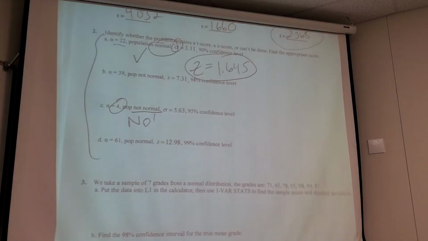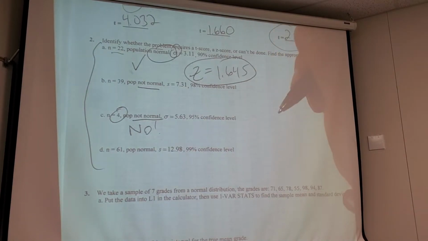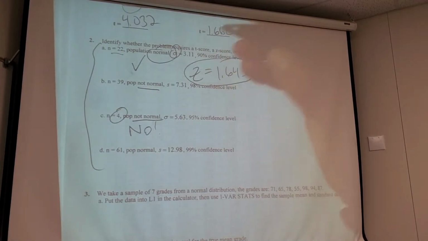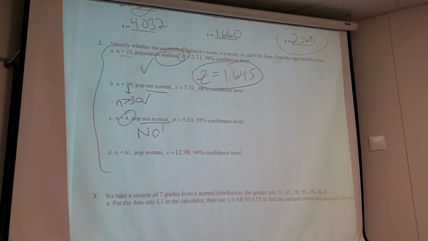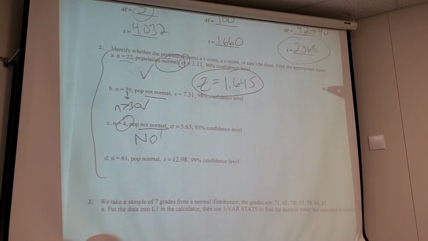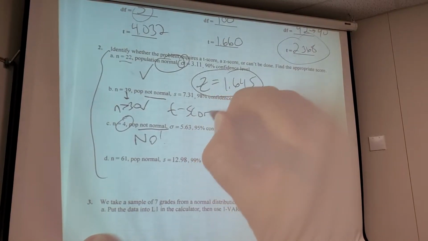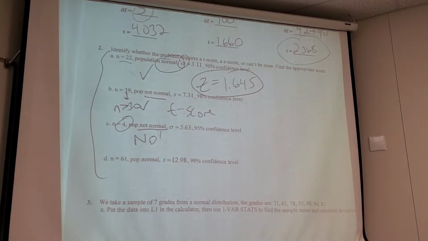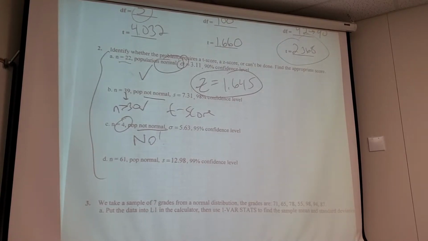All right. What about this second one? It says it's not normal. Well, why is it still okay? It's greater than 30. Check. So I can do something. What is the thing I can use? I have to use a t-score because I don't know the population standard deviation. T-scores were invented to cover me for when I only know S. I don't know sigma. That's why they were invented.